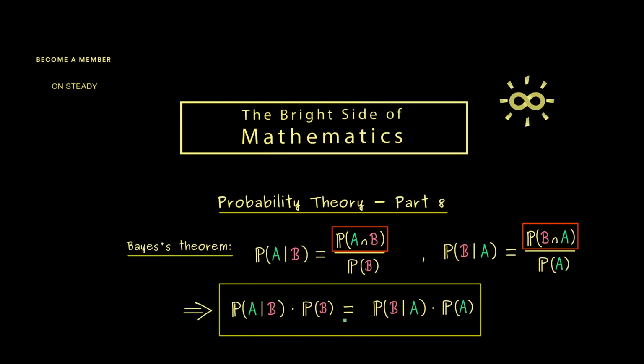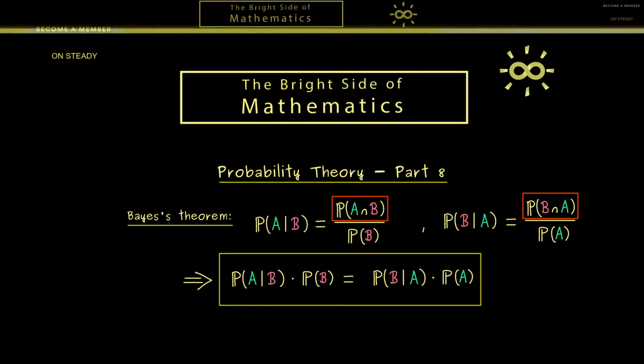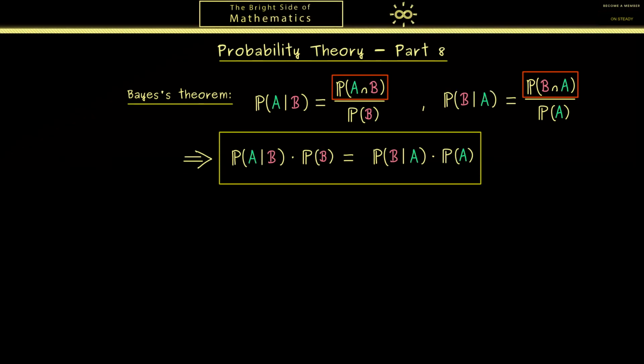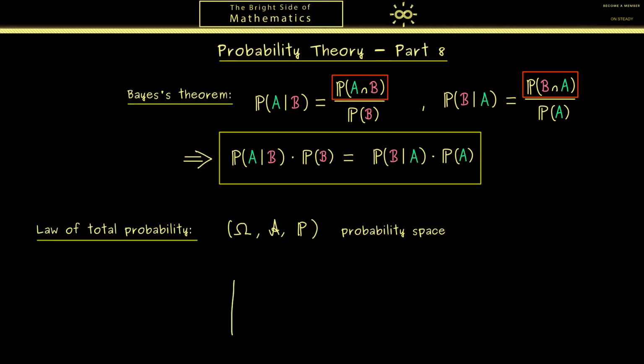In this order it's easy to remember because here we have the condition B and P(B) and here the condition A and P(A). Okay, at the end of the video I can show you how we can use this formula. However, before we do this, let's talk about the law of total probability. It tells us how we can split up a probability.